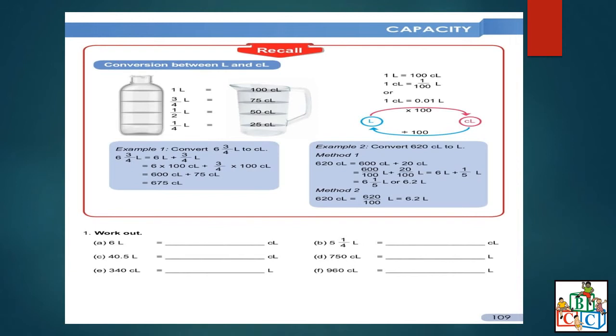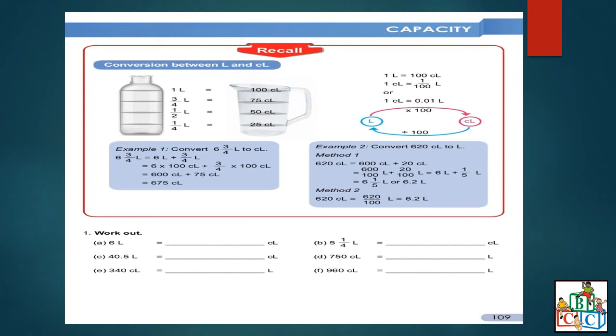So now, for liter to centiliter, 1 liter is equal to 100 centiliters. But what about centiliter to liter? You will have to divide by 100. For example, 600 centiliters is equal to 600 divided by 100 is equal to 6 liters. So you have to divide by 100, as you can see in the figure: liter to centiliter times 100, centiliter to liter divided by 100.